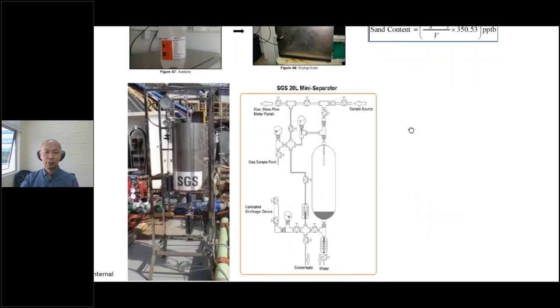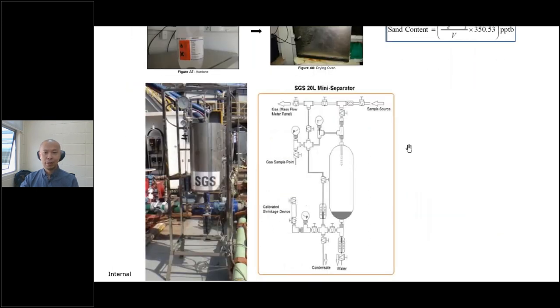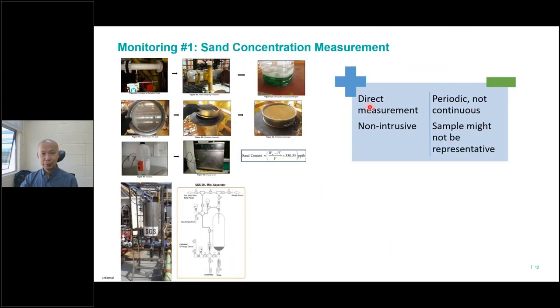So to overcome this, we have, it is not always available, but it's on a call-out basis. We can bring in a mini separator. Basically, we reroute part of the gas to this mini separator. Okay, and then we collect the amount of liquid and sand, and then we do the measurement. So the plus point for this is direct measurement of sand concentration.